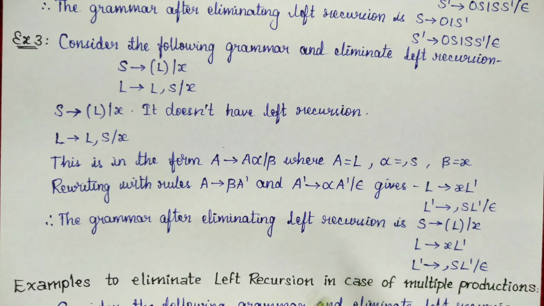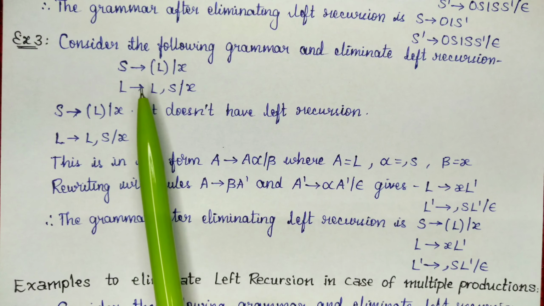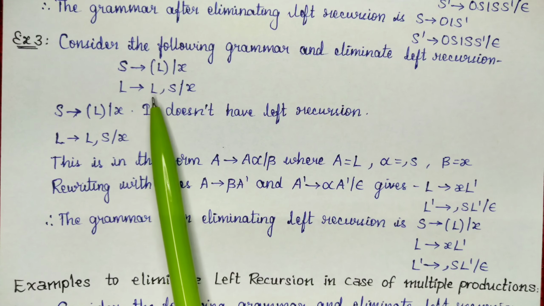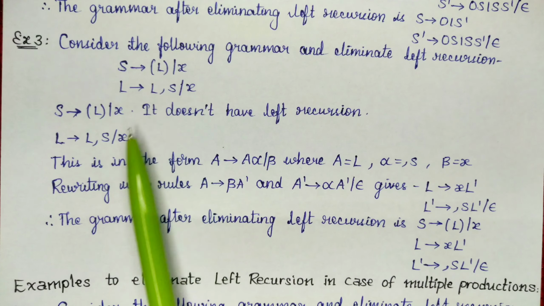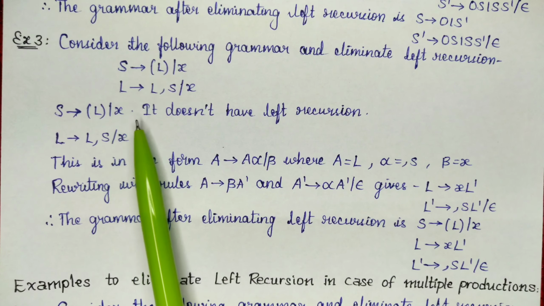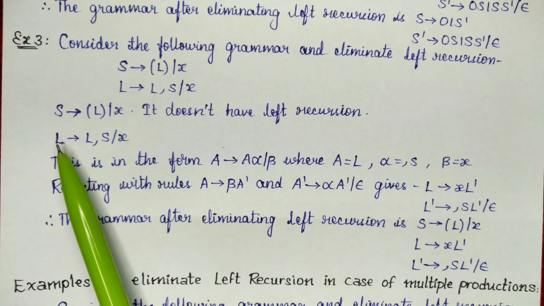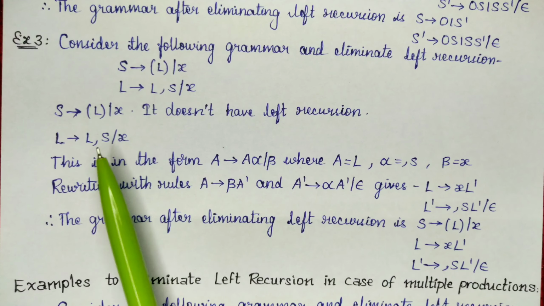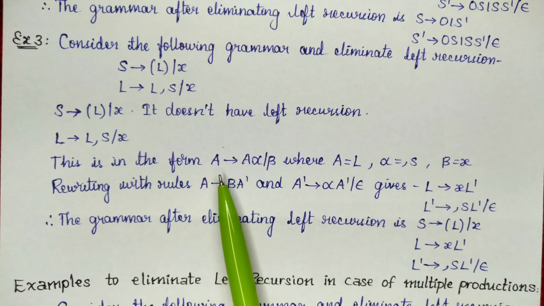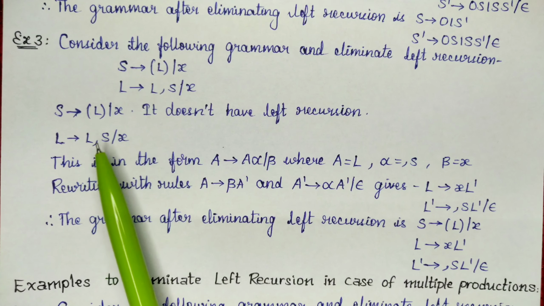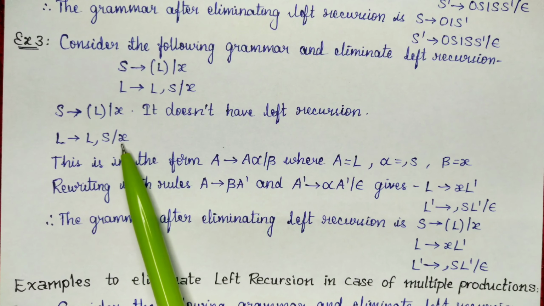Let's consider another example, and the grammar is S produces within the parenthesis L or X and L produces L comma S or X. So consider S produces within the parenthesis L or X. Here we don't have left recursion, and the second grammar is L produces L comma S or X. Here compare it with our grammar. A produces A alpha or beta. So A means L and alpha means comma S and beta means X.